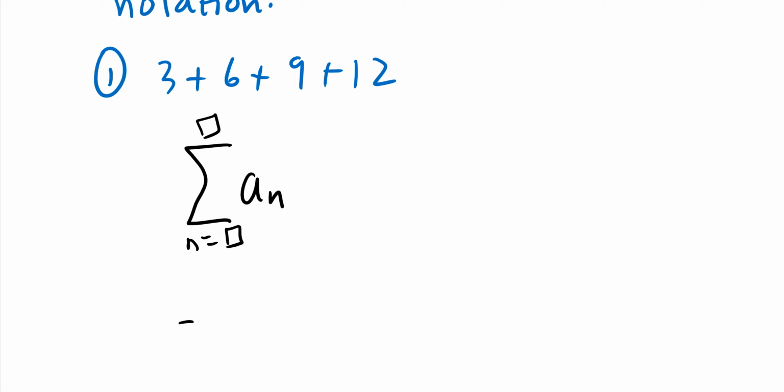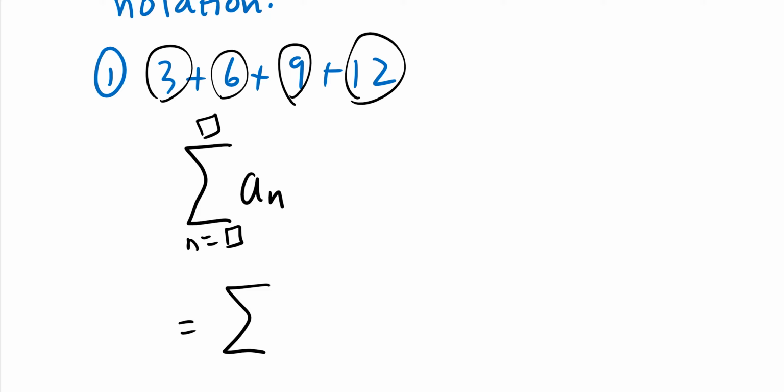Well, first we need to find what a_n is. a_n is the general term. Notice the pattern in these terms. Every time this looks like 3 times n, because if you take n equals 1, you get the first one. Take n equals 2, you get 6. n equals 3, you get 9. n equals 4, you get 12. So we go all the way up to 12. For now it's kind of like guess and check.